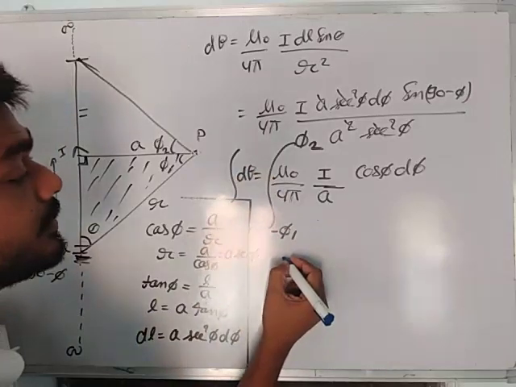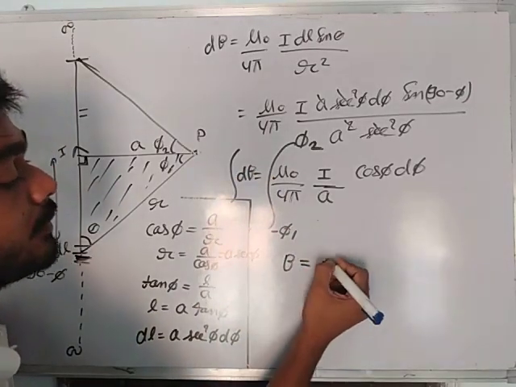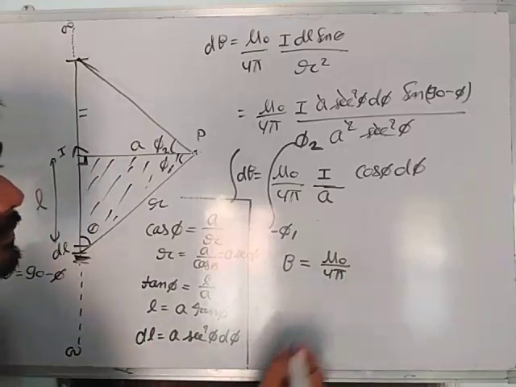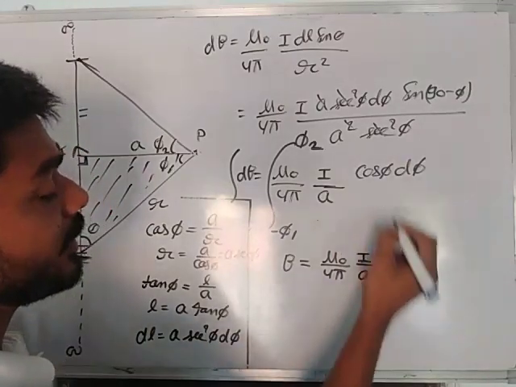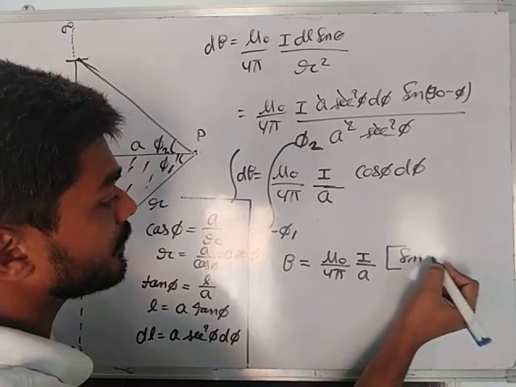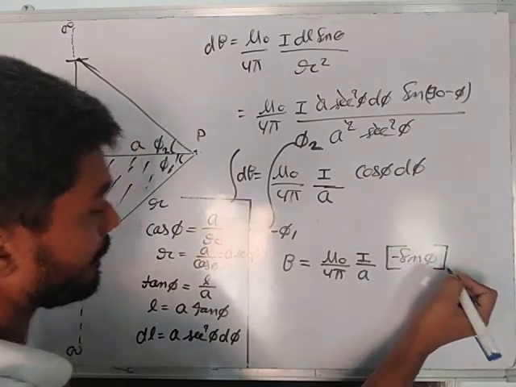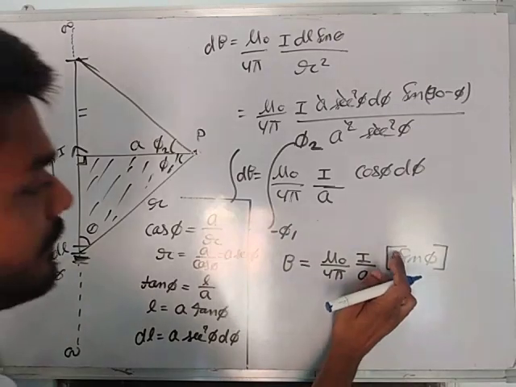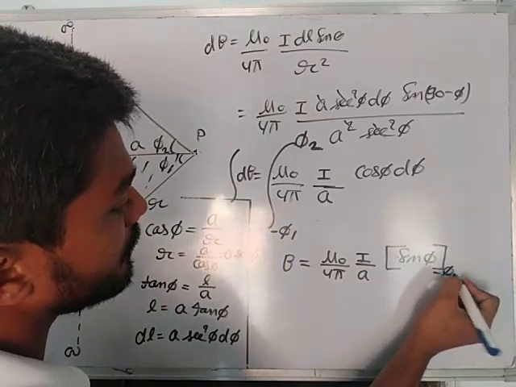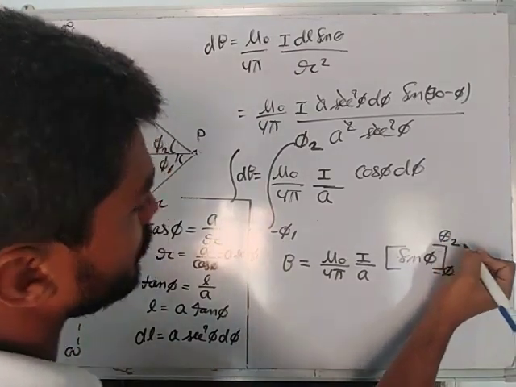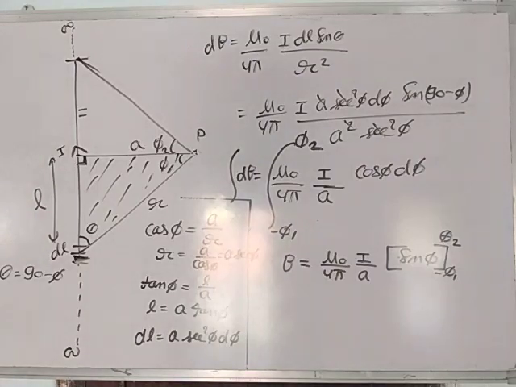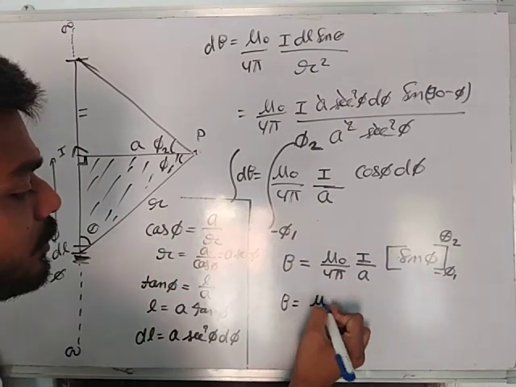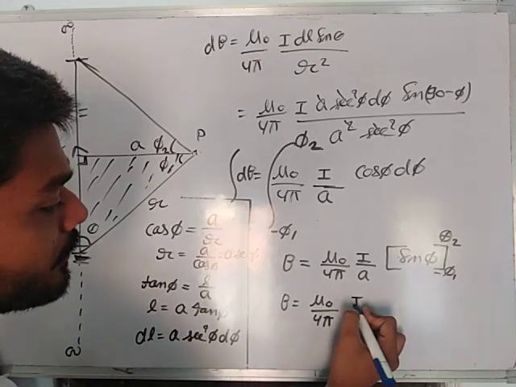Integrate now. Integration of dB is B = μ₀/4π · I/a times the integral of cos φ, and integration of cos φ is sin φ. Now put the upper limit and lower limit, minus φ₁ to φ₂. B is equal to μ₀/4π · I/a (sin φ₁ + sin φ₂).